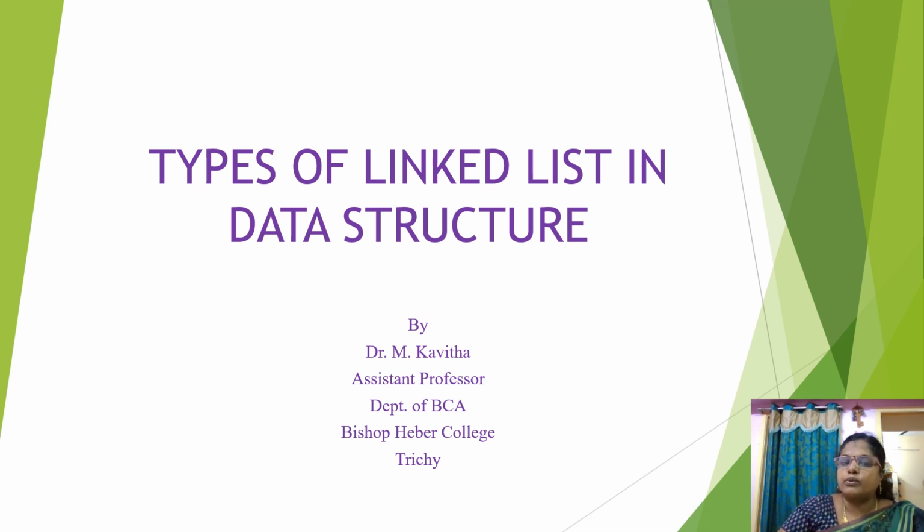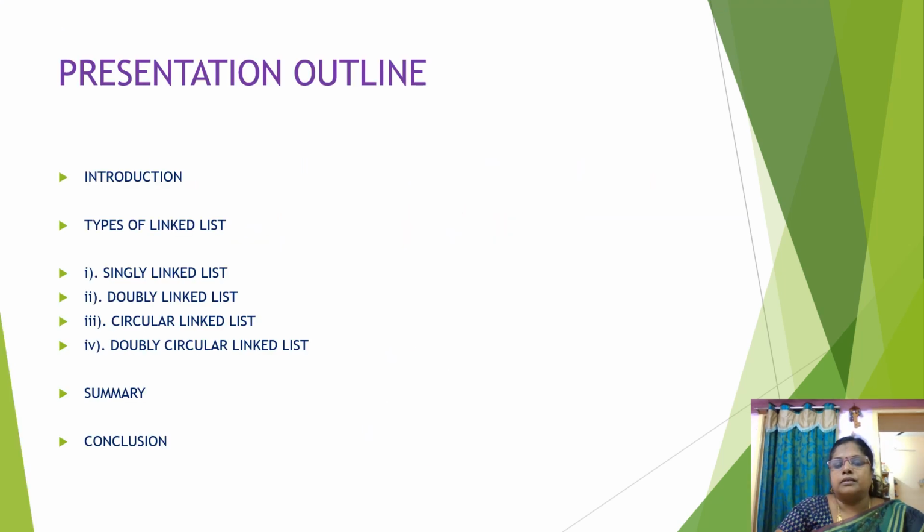Now I discuss about the topic types of linked list in data structure. Presentation outline of this topic: introduction, types of linked list. The types of linked list contain singly linked list, doubly linked list, circular linked list, doubly circular linked list, summary and conclusion.